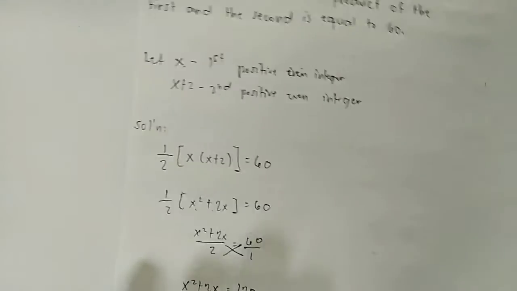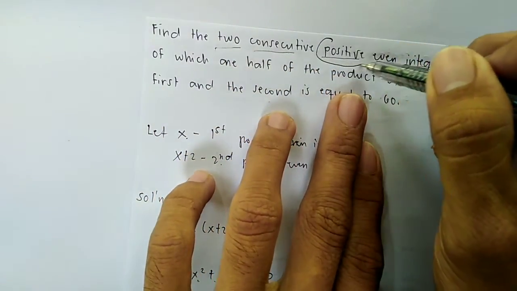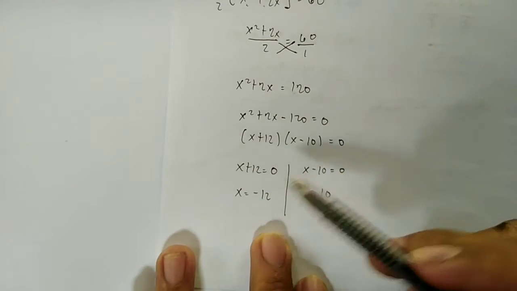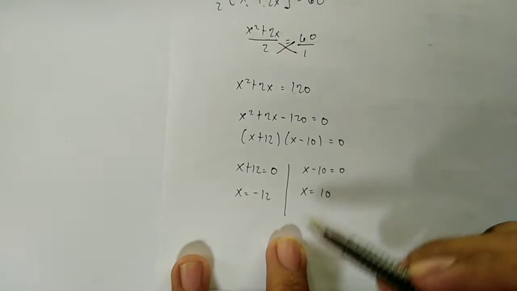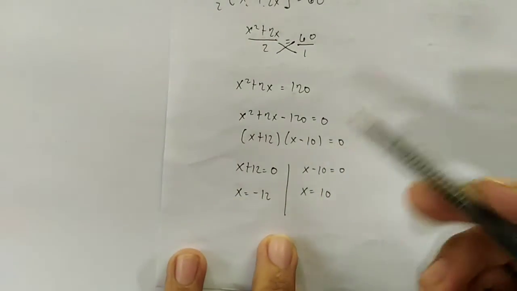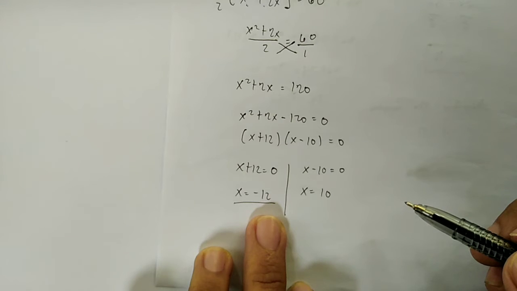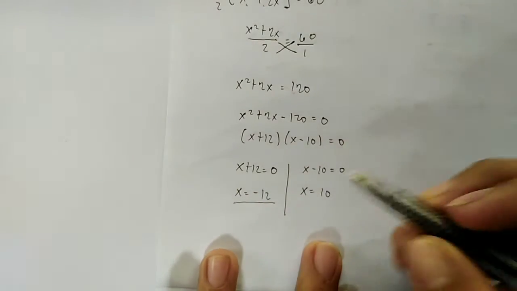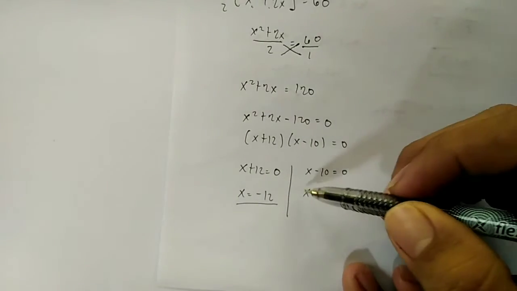But notice that the problem is only looking for the two consecutive positive even integers. Remember the words positive even integers. As we can observe, the given values of x are all even numbers, but they are not all positive. Since the problem is looking for positive even integers, we have to disregard x equals negative 12. So the one that qualifies for the value of x is x equals 10.